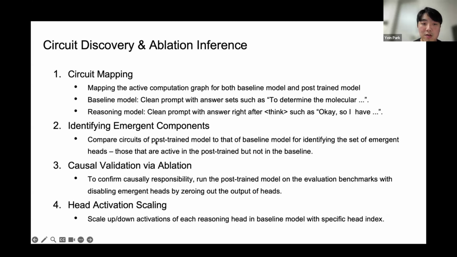Then we identify the emergent components, finding and distinguishing which heads are only seen in these reasoning circuits.